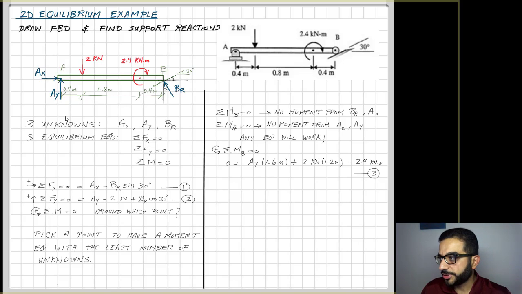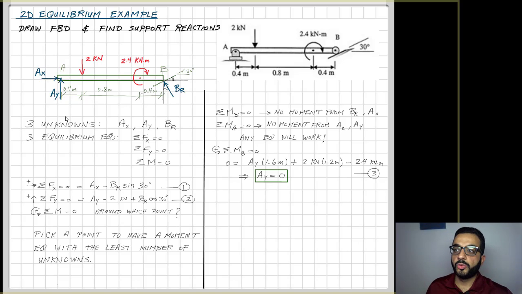So now I have a third equation, and I'm lucky here. I have only one unknown. I will solve for that unknown, and you can see here that AY is actually equal to 0. That's interesting. Let's think about it. If I take the moment around B, you can see here the point moment, the 2.4 kilonewton meter moment, goes clockwise around B, but the 2 kilonewton force with the moment arm of 1.2 meters from B causes a counterclockwise moment, and these two are equal.